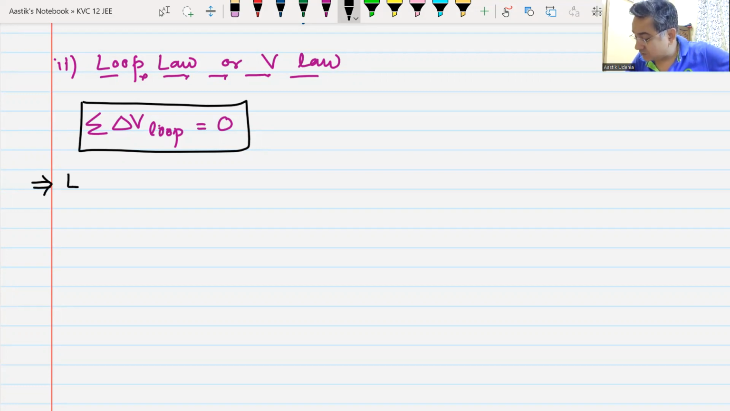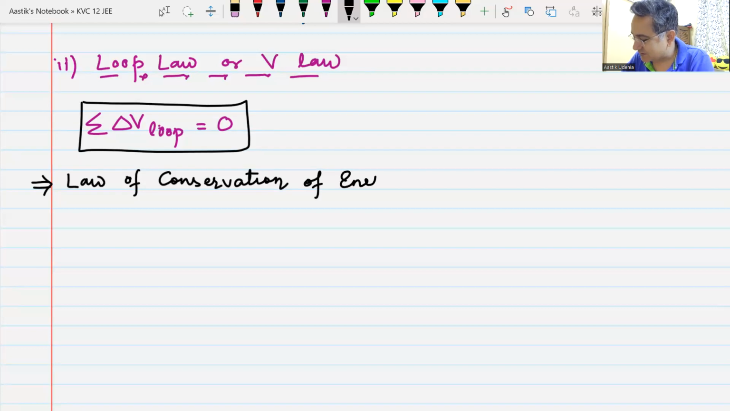This is based on the law of conservation of energy. If you move in a closed loop in an electric field or a gravitational field, the work done is zero. Do we remember this?